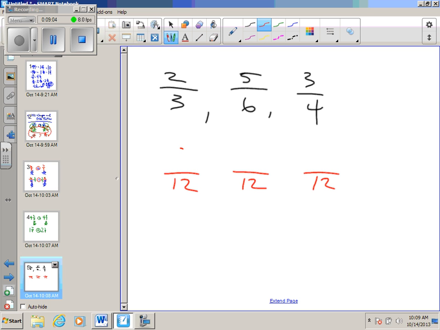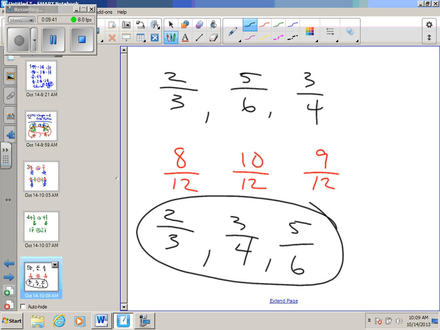Times 4 is 8. Times 2 is 10. Times 3 is 9. Now, very important. Now that I know what their values are when 12 is the denominator, when I order them, I need to order them back in their original regular form. So the 8/12 was the smallest. That happens to be my 2/3, followed by the 9/12, which happened to be my 3/4, and then finally the 5/6. Okay?